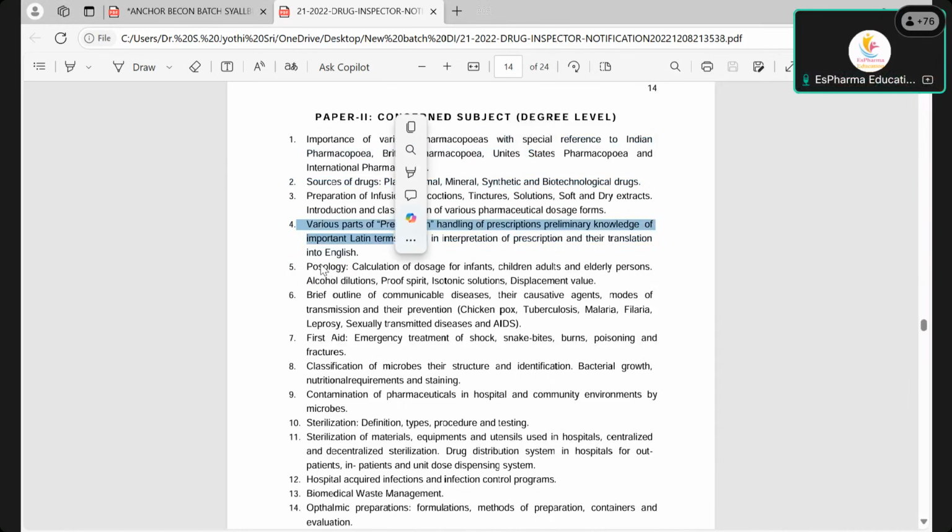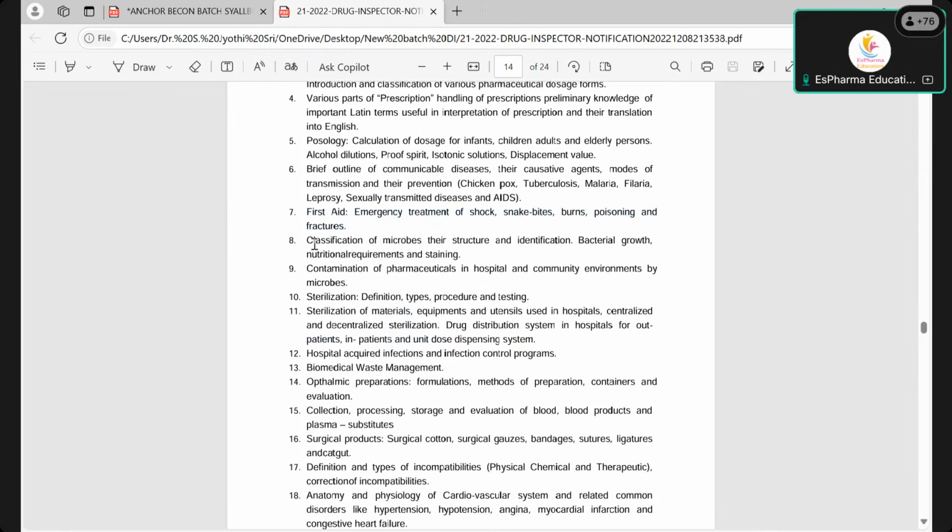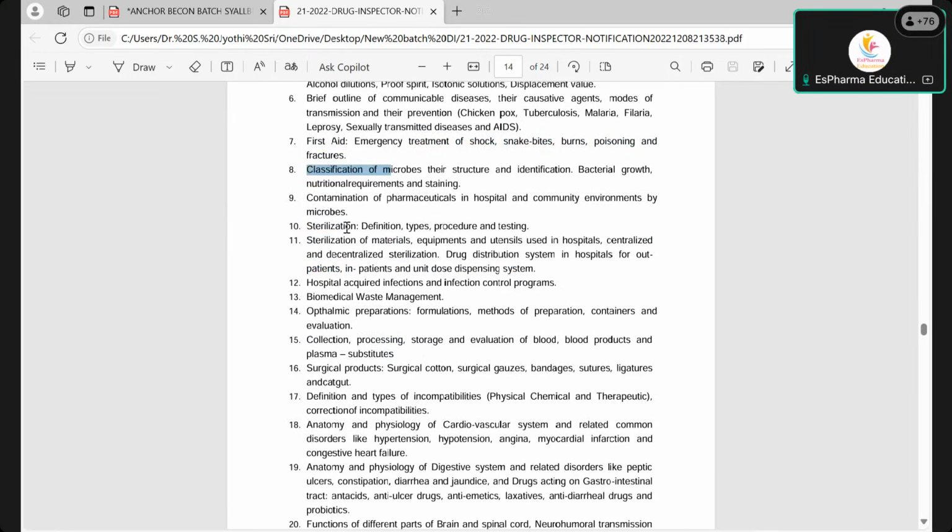Okay, this is like prescription, posology, communicable diseases, first aid. This is like which examination? The one you have written in 2023, pharmacist examination. This is like microbiology, and sterilization and hospital pharmacy.